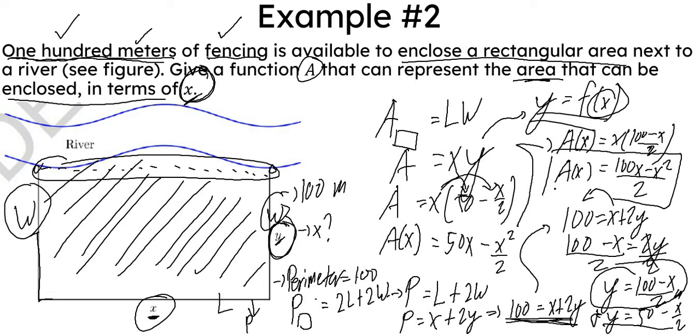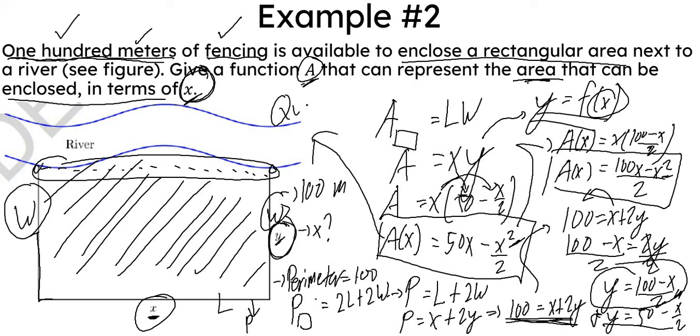And this expression and this practically mean the same thing. Therefore, we already have a function a that can represent the area enclosed in terms of x. And as you can see, both of these have an x squared with it, this one here. Therefore, we can say that we have now a quadratic function.